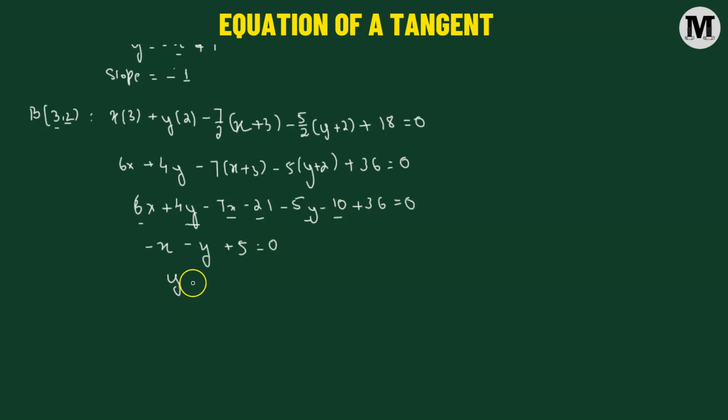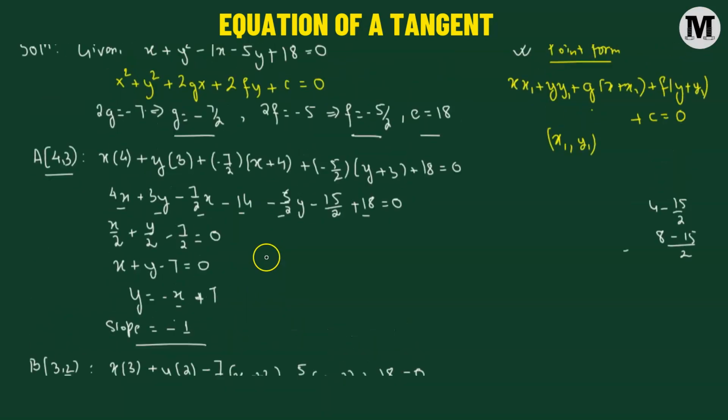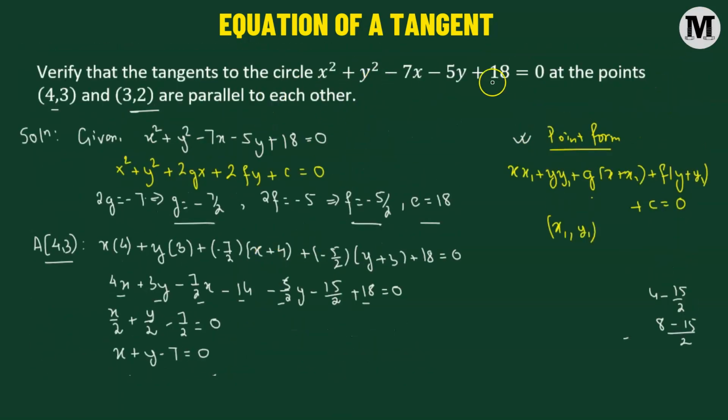We can rewrite this equation as y equals negative x plus 5. And here we have the slope. The slope of this tangent line also comes out to be negative 1. Clearly, both tangent lines have the same slope value. So we can say that the tangents to the circle at the points (4, 3) and (3, 2) are parallel to each other.